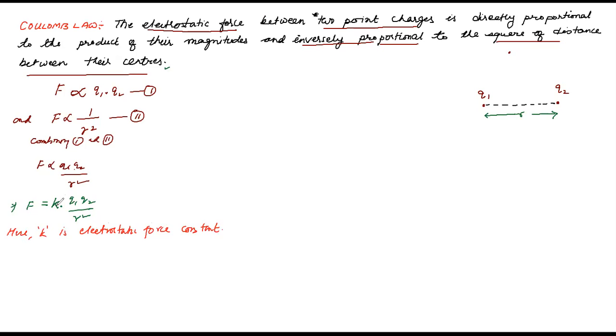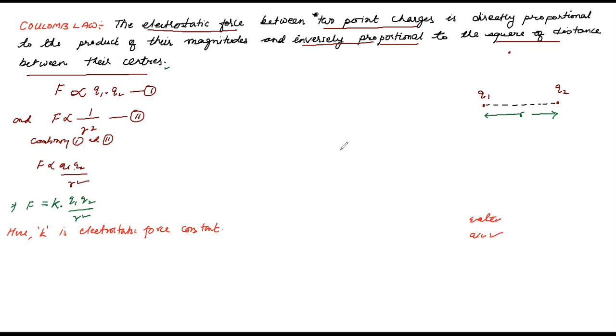Now the value of k, the important thing, depends on the medium in which the charges are kept. Remember, this value of k may be different for different mediums. Suppose if you keep these charges in water, the value of k would be different. And if you keep these charges in air, it will again be different.